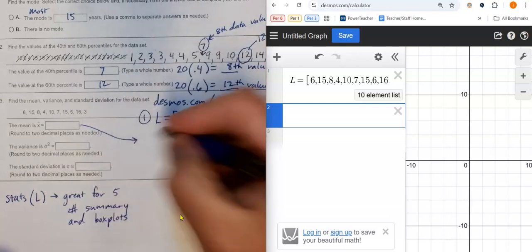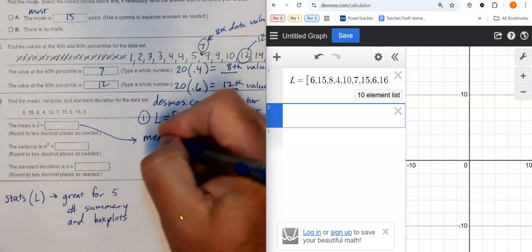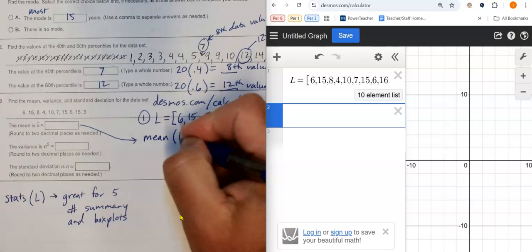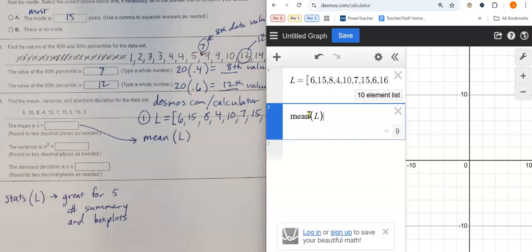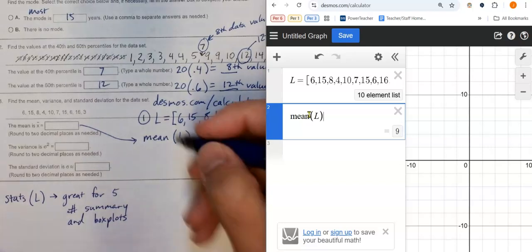Okay. So what are we going to use? Mean. Parenthesis L. Yeah, that'd be a good idea. Find it. So mean, parenthesis L. Well, that's pretty easy. We've got 9.